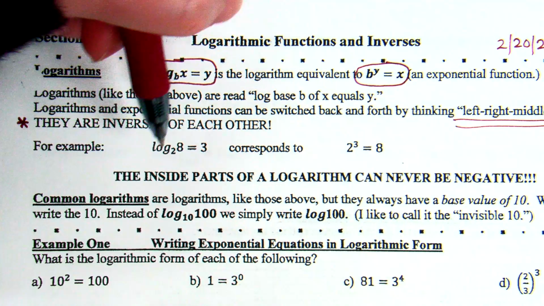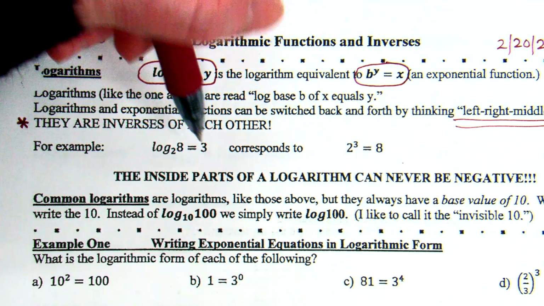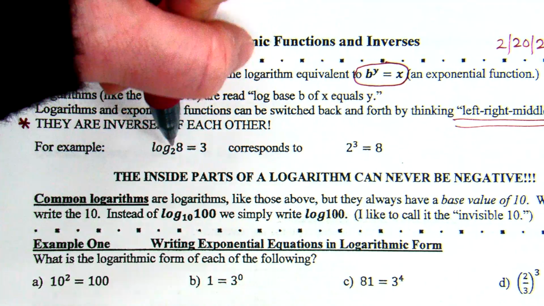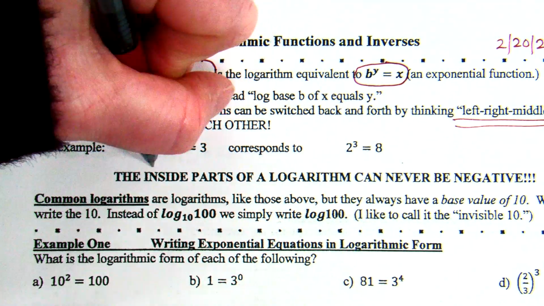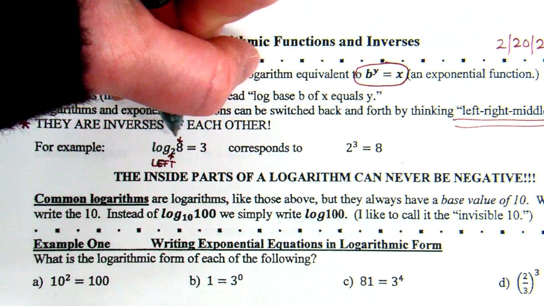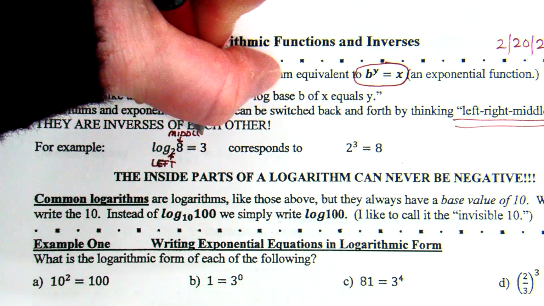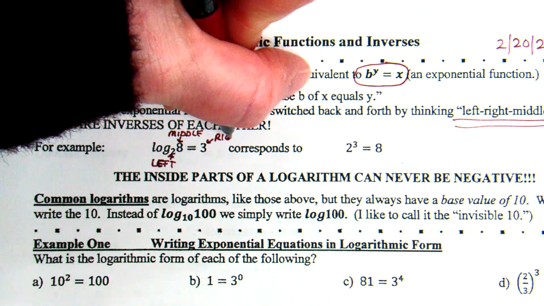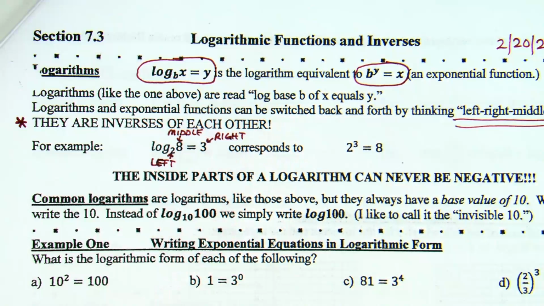So, for example, log base 2 of 8 equals 3. The idea of left, right, middle is that the base of 2 is our left because it is the first thing listed. That makes the 8 the middle. And the 3 is your right number. So when you're in log form, base is left. That main number inside the log is our middle. And what it equals is the right.